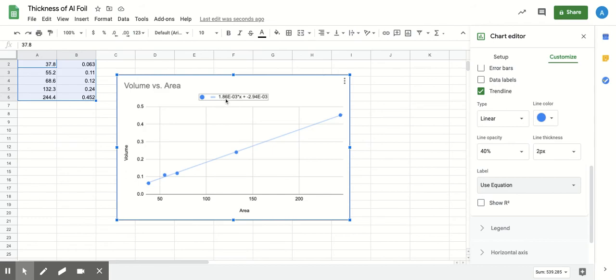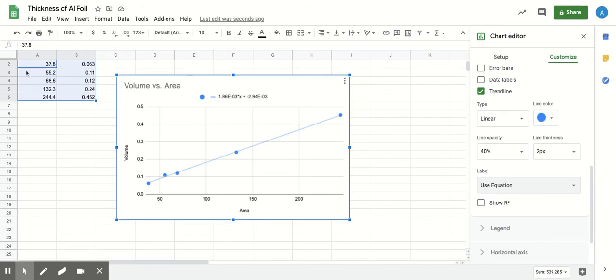And what we get here, looking at the slope, this 1.86 e to the negative third is really 1.86 times 10 to the negative third, or we would say 0.00186. Okay, and that slope, again, is the thickness of aluminum foil. And that value makes sense.